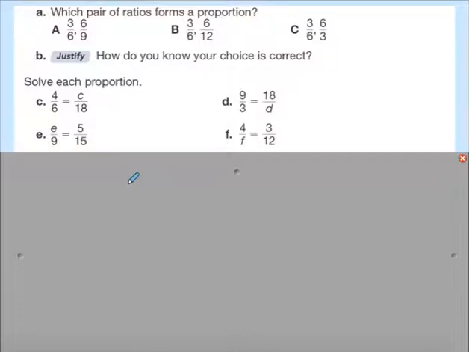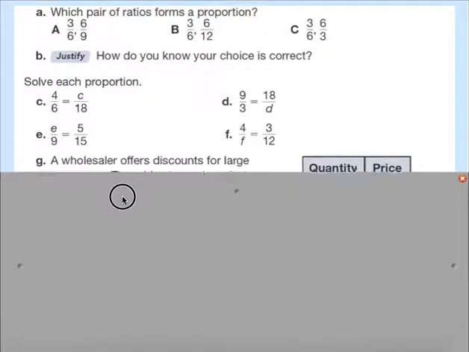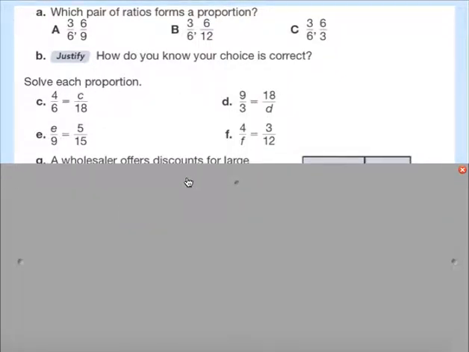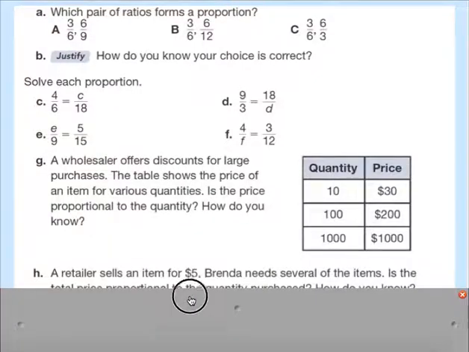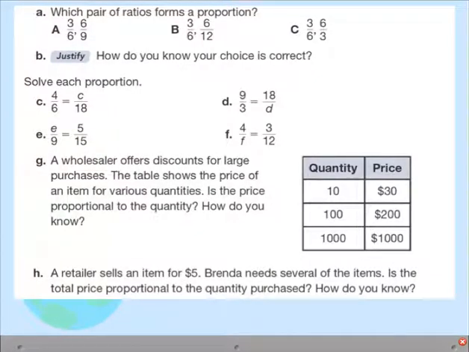Here's a few more practice problems, to check and use those skills to do the proportions and look at our tables and situations to decide if they are proportional. Well, I hope this is helpful for your homework and for studying.